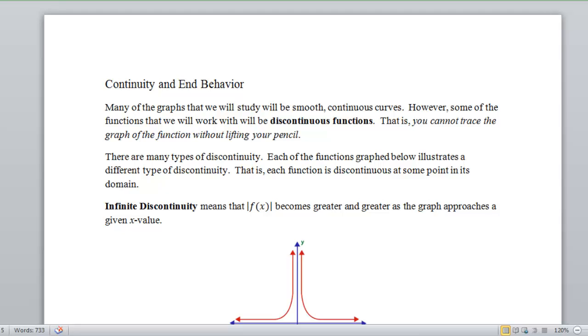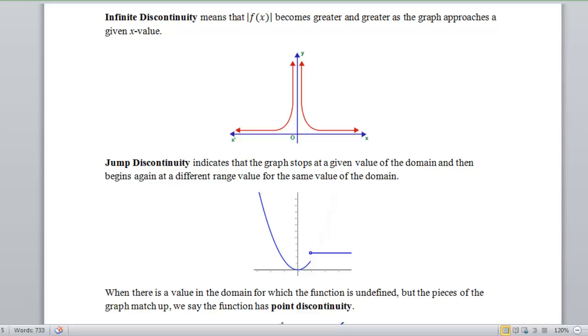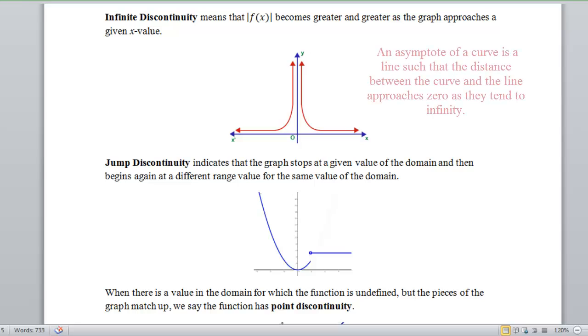Now, we want to introduce to you the different types of discontinuity in this first video of this lesson. We've got a nice visual here that goes along with each definition. We have three types of discontinuity. First, infinite discontinuity. As we approach a certain value in x, the output value just continues to get greater and greater all the way to infinity. This creates what we briefly discussed in class, an asymptote. So you can remember that term.